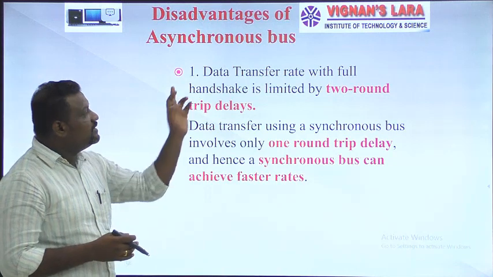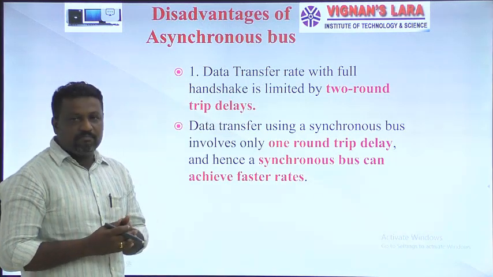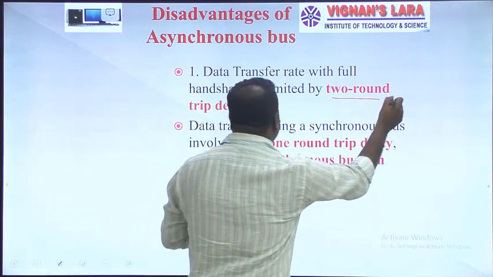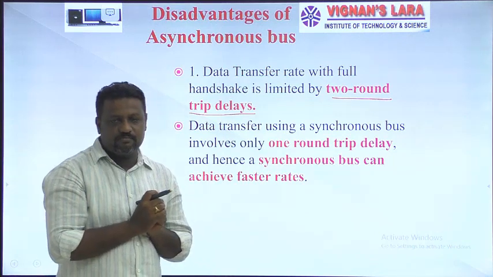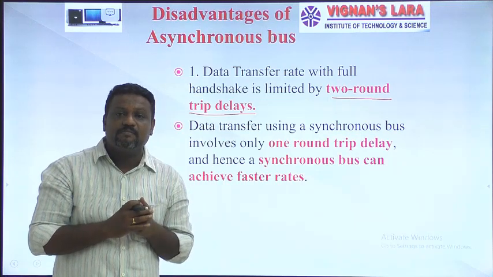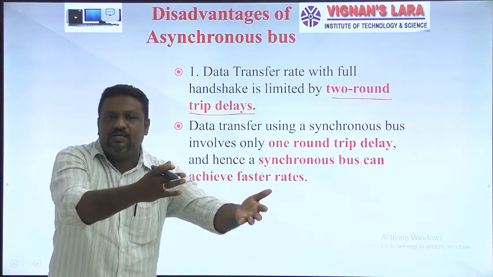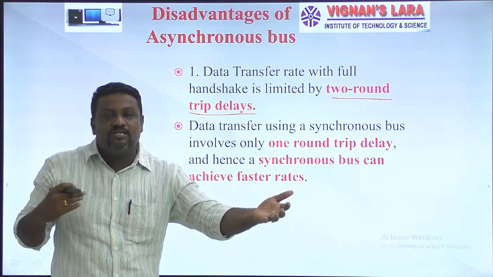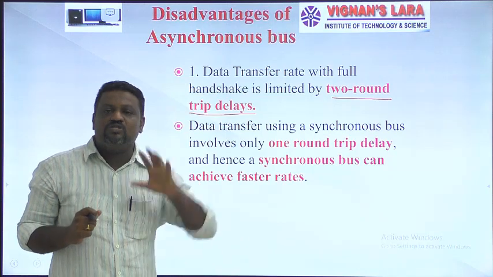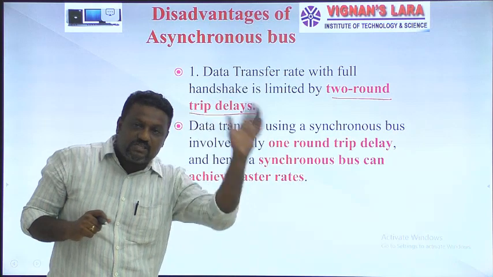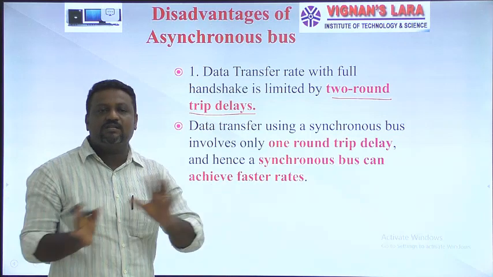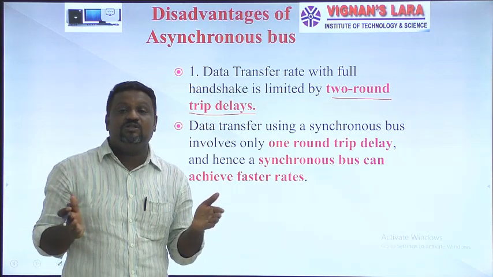The first one is the data transfer rate. With a full handshake, that means a handshake from the master end as well as the slave end, it is limited by 2 round trip delays. Once data is transferred from the master to the slave in asynchronous communication, the master activates its master ready signal, which is one of the handshake signals. Once the data is successfully received by the slave, the slave sends one more handshaking signal back to the master. That is the slave ready signal.